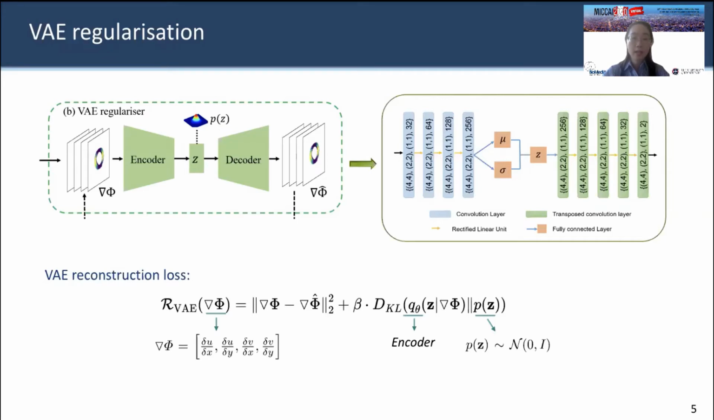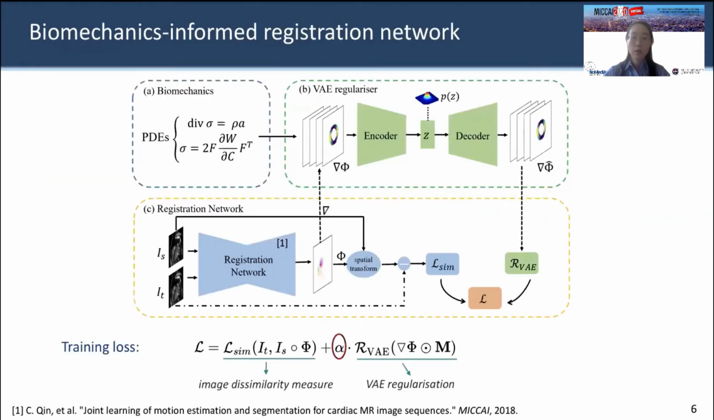So the VAE is trained by reconstructing the first-order derivative of the deformation fields, that is the delta phi here. And the PZ denotes the prior Gaussian distribution with the Z as the latent vector that's encoded by the VAE. Here we have a hyperparameter beta that controls the trade-off between the reconstruction quality and the extent of the latent space regularity.